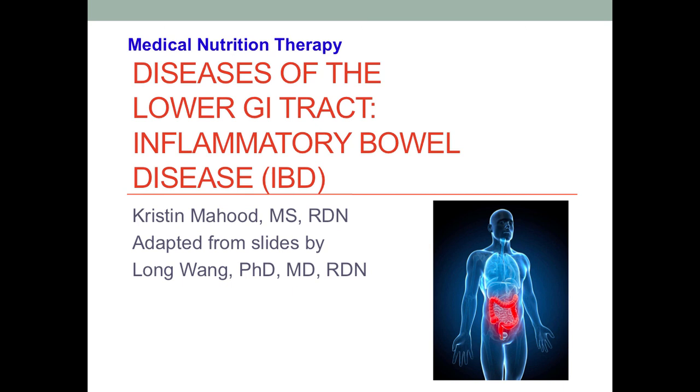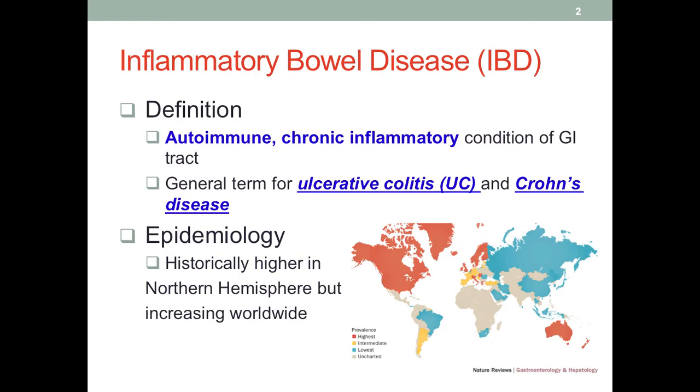Continuing our discussion on diseases of the lower GI tract, today we are focusing on inflammatory bowel disease, or IBD. IBD refers to an autoimmune chronic inflammation of the GI tract. The term IBD can mean one of two conditions here: ulcerative colitis, or UC, and Crohn's disease.